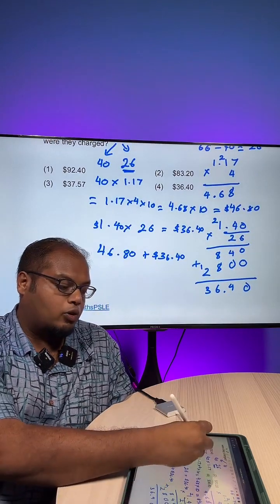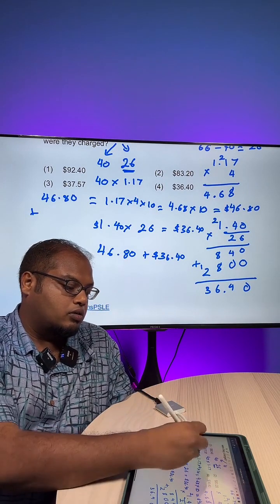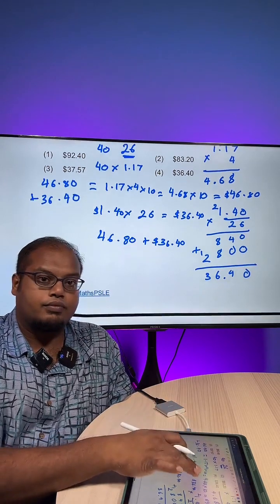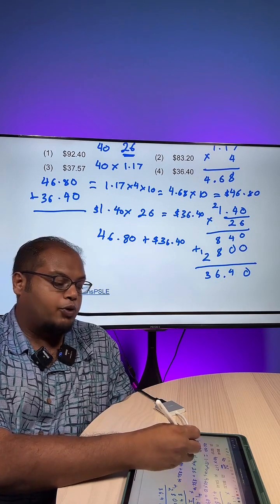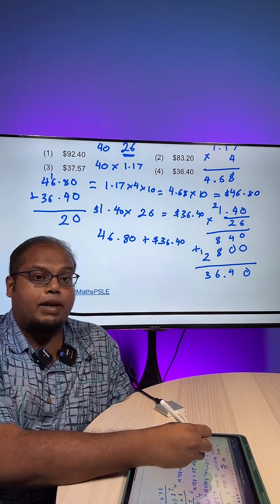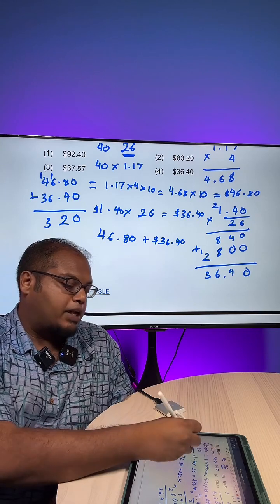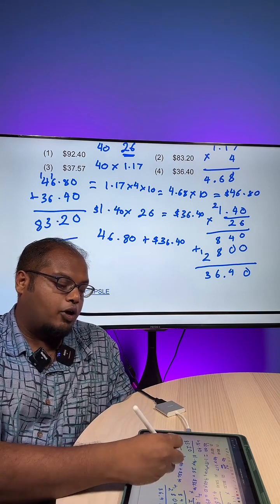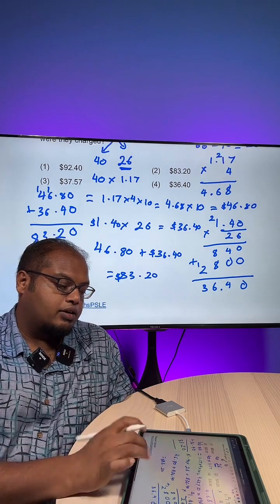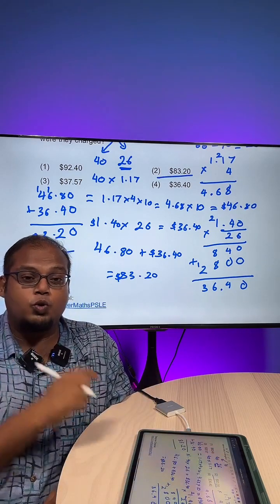I think I can do it at the top here. So 0 plus 0 is 0. 8 plus 4 is 12. Put a 1 here. 1 plus 6, 7. 7 plus 6, 13. 1 plus 4, 5. 5 plus 3, 8. And we got $83.20. And the answer is 2. So all those who put 2 earlier, good job.